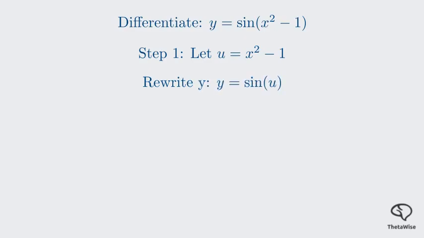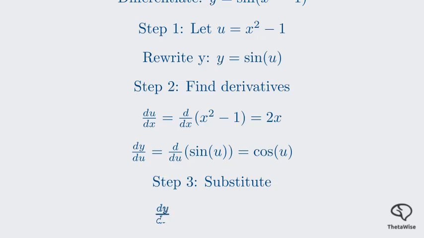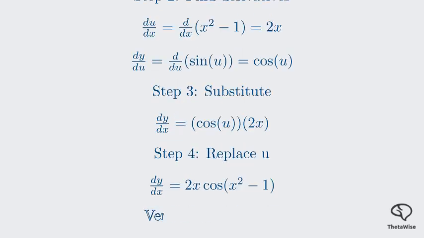Next, step 2. We find the derivatives of y with respect to u and u with respect to x. For du/dx, the derivative of x squared minus 1 is 2x. For dy/du, the derivative of sine u is cosine u. Now for step 3, we substitute these into the chain rule formula, dy/dx equals dy/du times du/dx. This gives us dy/dx equals cosine of u multiplied by 2x. Finally, step 4. We replace u with its original expression, x squared minus 1. So dy/dx is 2x times cosine of x squared minus 1. This is our final answer, which we have verified matches the memo.